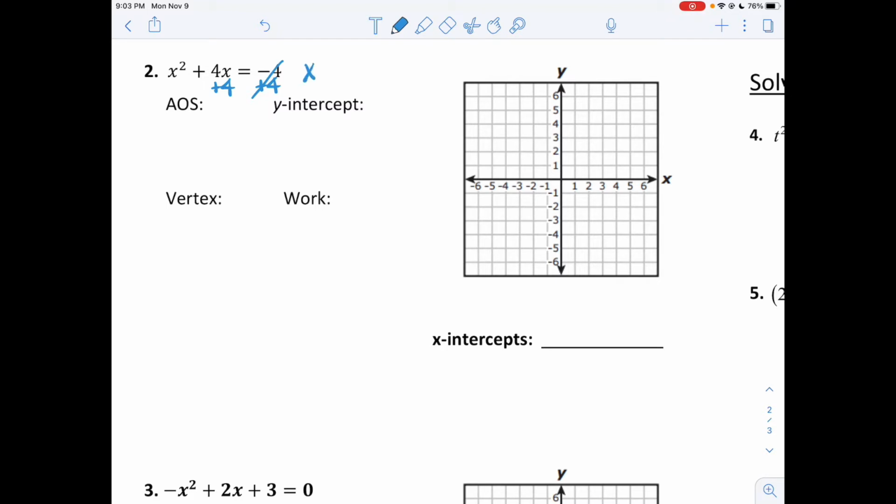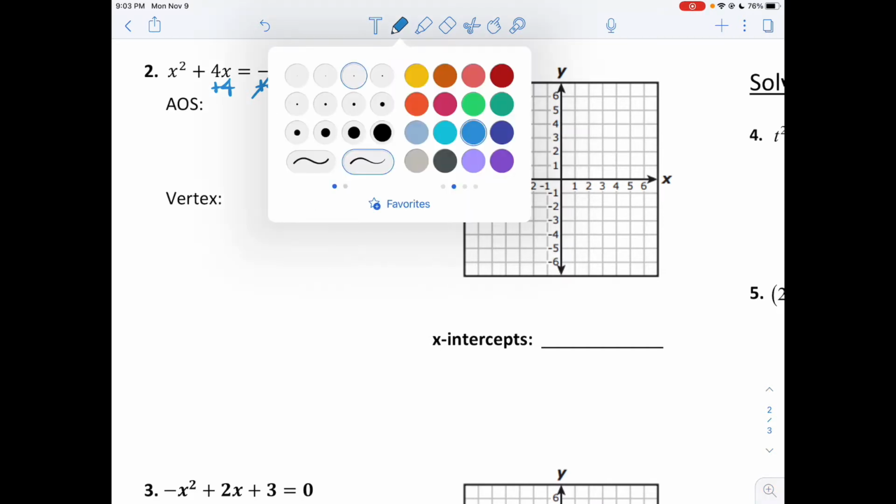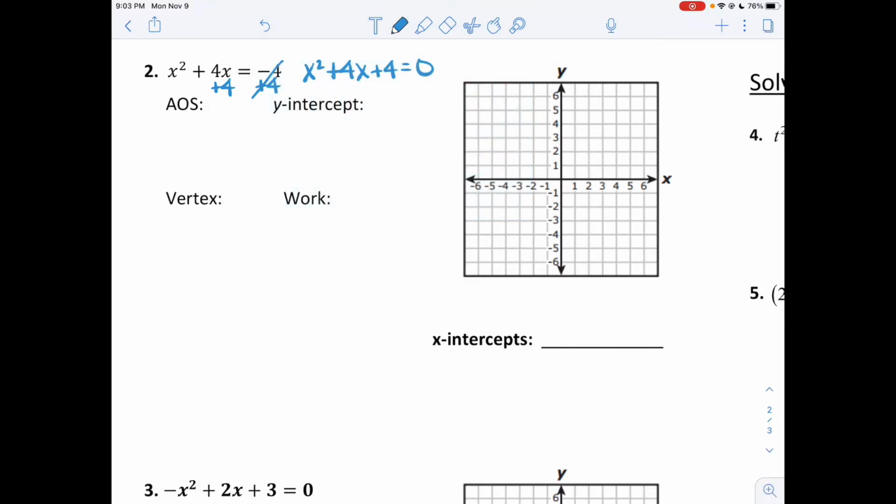So let's rewrite as x squared plus 4x plus 4 is equal to 0. And now I can easily identify my A, B, and C. If I had left that over on the right-hand side, I might have accidentally used a C value of -4 instead of +4. All right, because my C value is 4, I know that my y-intercept is at an x value of 0 and a y value of 4.